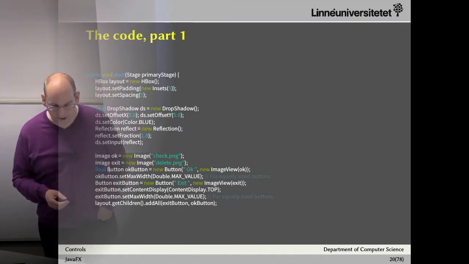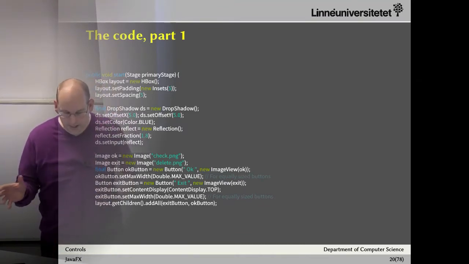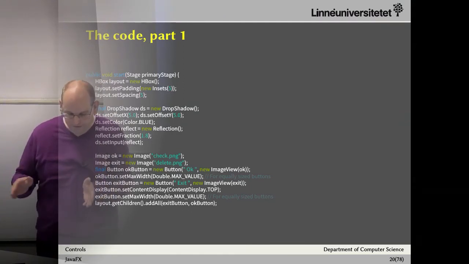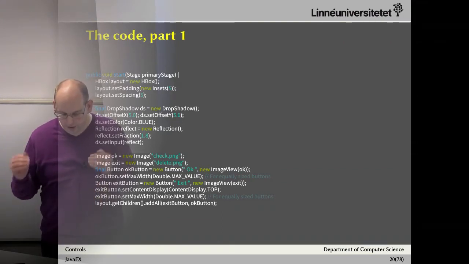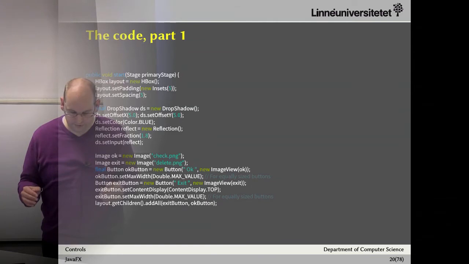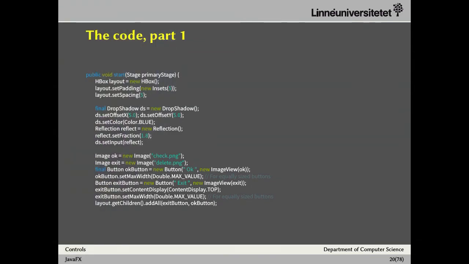So the code, part 1. We create some sort of layout, in this case an HBox. We create a drop shadow with some offset in the color blue, and then we create a reflection with a fraction of 1.8. Now we have two different effect objects, and we chain those two together by stating ds, which is our drop shadow, dot setInput, meaning that the input for that effect will be the other effect. And that's how you're able to chain these together.